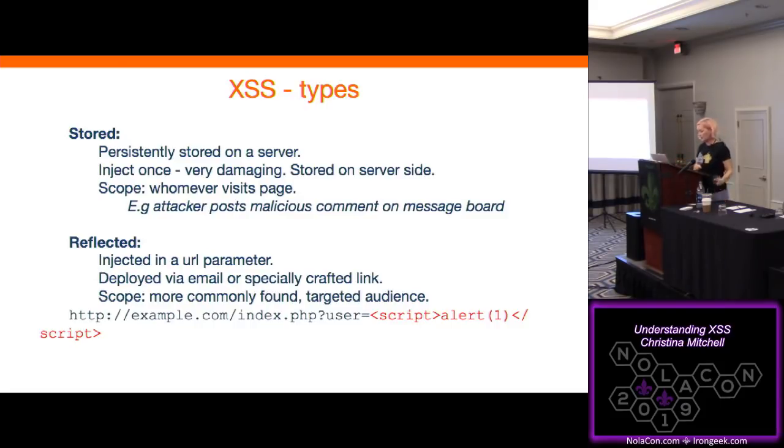Now you have reflected, which is non-persistent. It's injected in a URL parameter in the request. So let's say the application uses a parameter directly in the page during display, and it's included in the response body. The scope is more narrow, so it's deployed with a specially crafted link. Let's say you click on something through Twitter. It's going to execute on the page, and in the example, you've got your user param set to this payload here.